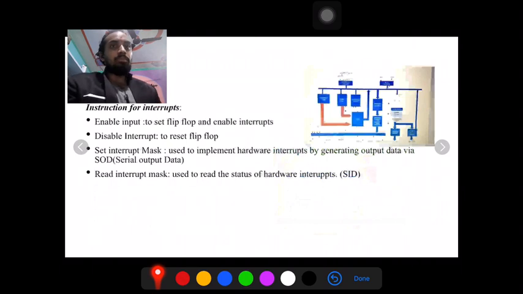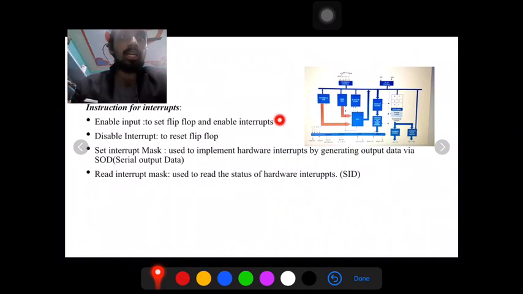Now what are the instructions for interrupts? Basically you have these instructions that you see on your screen: enable, disable, SIM, and RIM. Enable interrupt is for setting your flip-flop. I'll come to the flip-flop in detail in the next slide. For setting your flip-flop, you are enabling an input, but know that you're not making any change to the flags. That means you're giving some command to it.